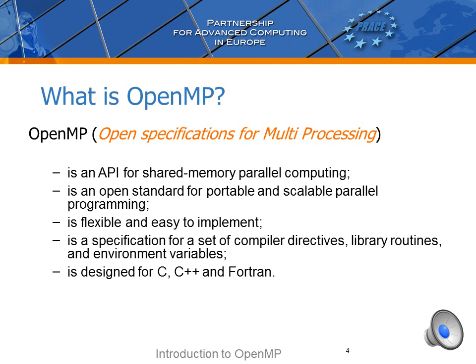What is OpenMP? First of all, OpenMP stands for Open Specifications for Multiprocessing. It is simply an application programming interface designed for shared memory parallel computing. It is an open standard developed for portable and scalable parallel programming. It is easy to implement with a high-level and flexible interface. It is a specification for a set of compiler directives, library routines, and environment variables attached to C, C++, and Fortran codes.